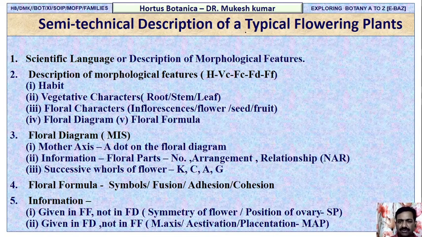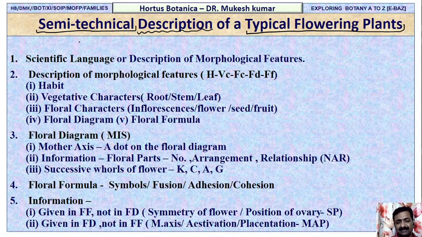When you are going to study any flowering plant, that is to say an angiosperm, you need to know its description. For that, what is given? Semi-technical description is given. Why is it semi-technical? Why is it not technical? Because here we need both the floral formula as well as the floral diagram in order to describe the complete information of a flowering plant. That's why it's called semi-technical.